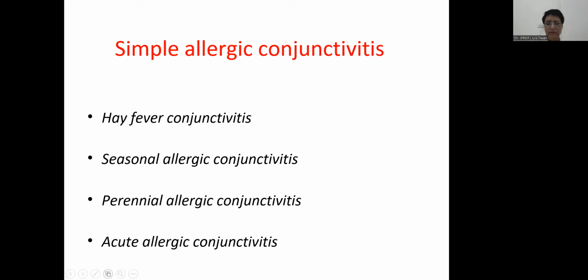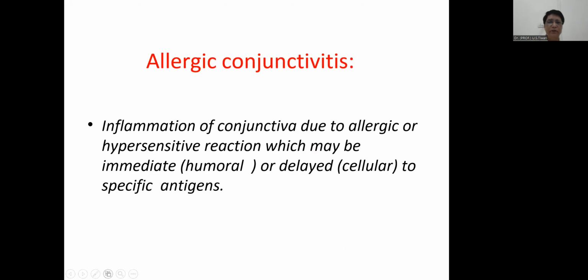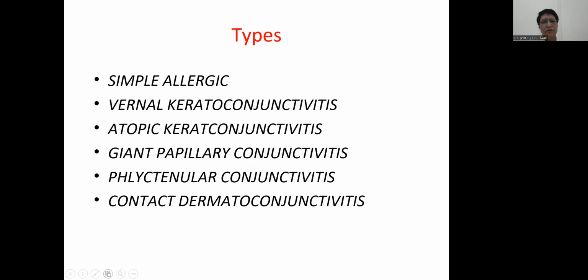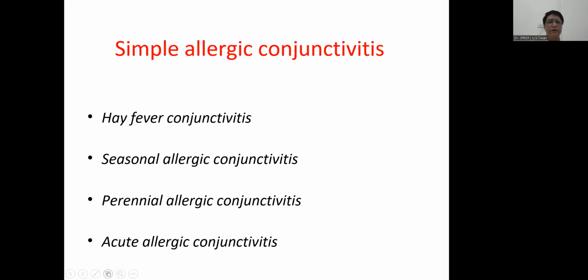Allergic conjunctivitis is an inflammation of the conjunctiva due to an allergic or hypersensitivity reaction, which may be immediate or delayed. That is the response to specific antigens. Now, these are the different types of allergic conjunctivitis. It can be chronic simple allergic conjunctivitis, vernal keratoconjunctivitis, atopic, giant papillary conjunctivitis, phlyctenular keratoconjunctivitis, or contact dermatoconjunctivitis. As a prototype, let's have a look at simple allergic conjunctivitis.